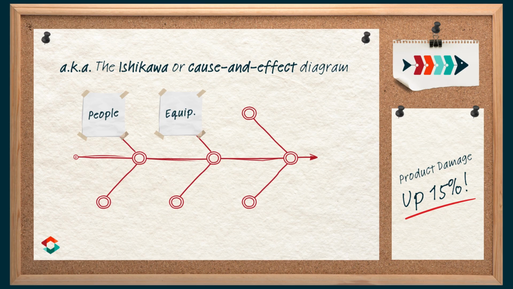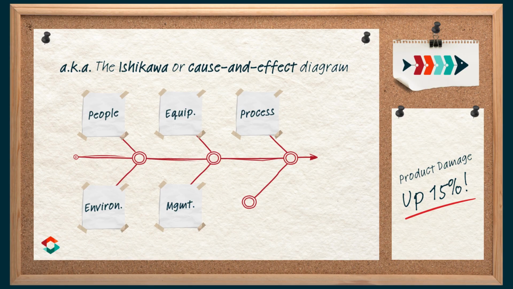The next is process, the step-by-step flow of work. Are there bottlenecks, inefficiencies, or unnecessary complexity baked into how tasks get done? Number 4 is environment, the physical conditions on the floor or conditions outside of the control of the operation or company. Next is management, the decisions, leadership styles, KPIs, and communication from the top. Are goals clear? Are priorities aligned?